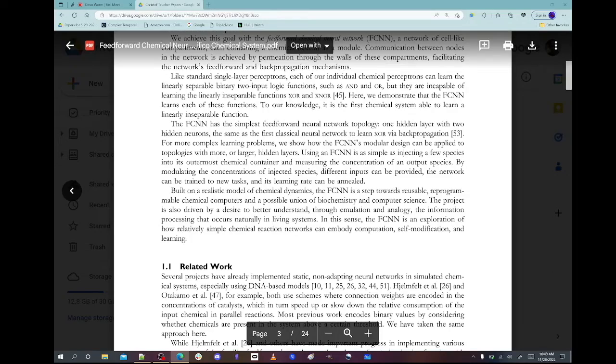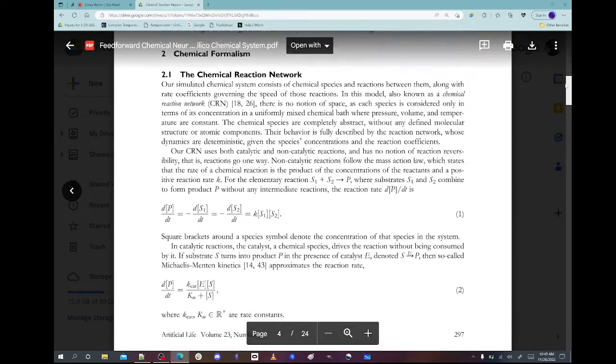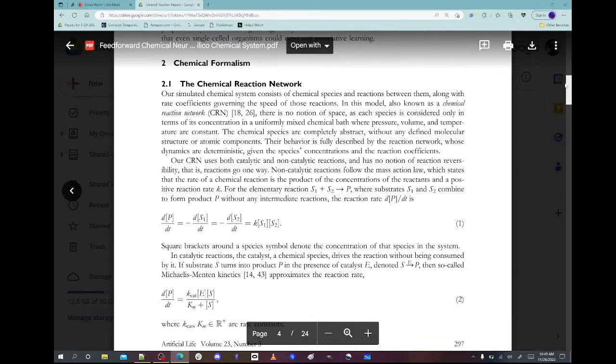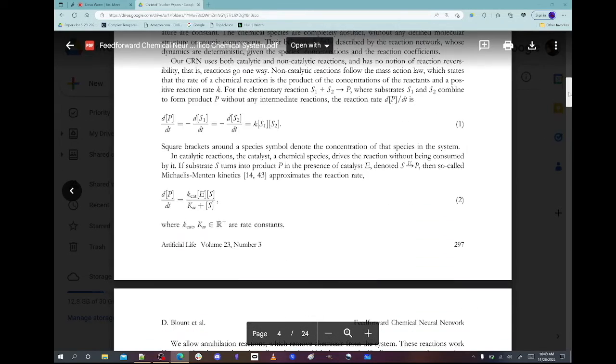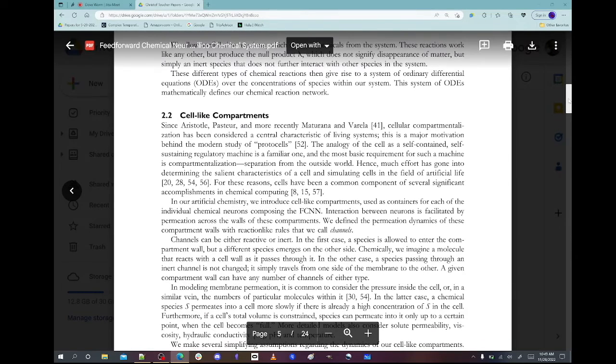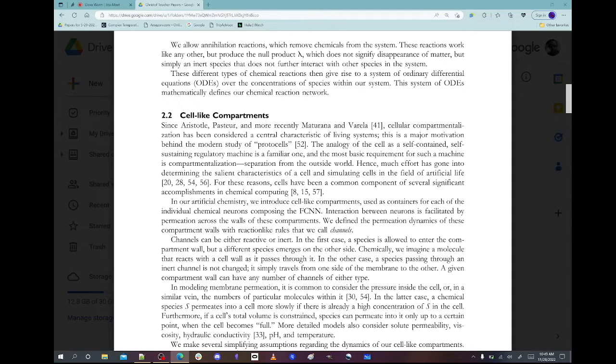And so this is, I don't know if there's a figure here, but this is the chemical reaction network. Again, this is sort of a rehash of what we saw in the other paper. These cell-like compartments. So he brings up in this part an interesting passage. Since Aristotle, Pasteur, more recently Maturana and Varela, cellular compartmentalization has been considered a central characteristic of living systems. This is a major motivation behind the modern study of protocells, which we talked about last week and a couple weeks ago as being something that people use to study minimal cells and the origins of life.